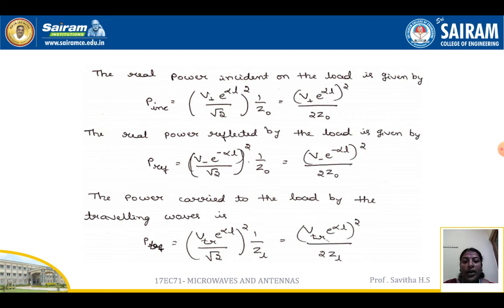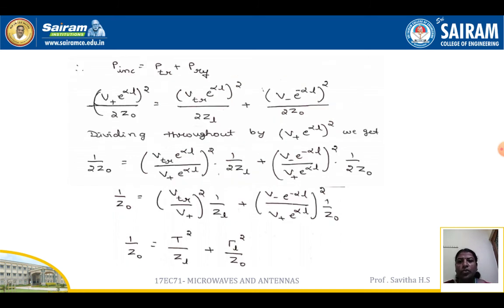The power carried to the load by the travelling wave is PTR, equal to VTR e to the power of alpha L divided by root 2 whole square into 1 by ZL. Since the transmitted power is across the load, we need to consider only 1 by ZL. So it is VTR e to the power of alpha L whole square by 2 ZL. We already know that incident power is equal to transmitted power plus reflected power.